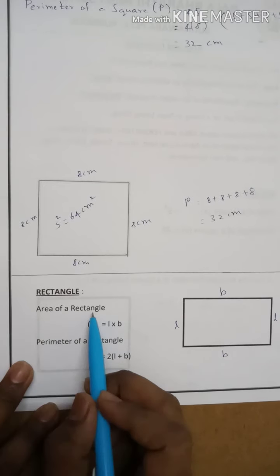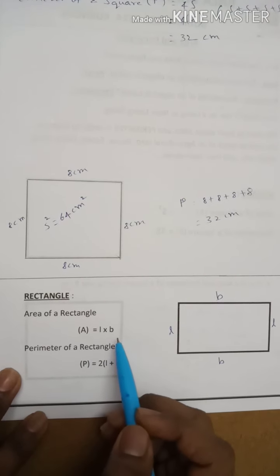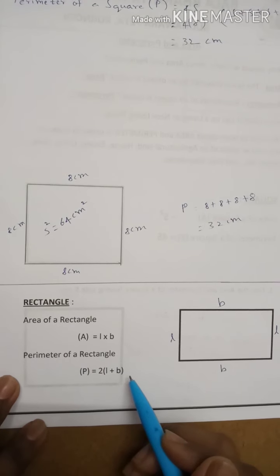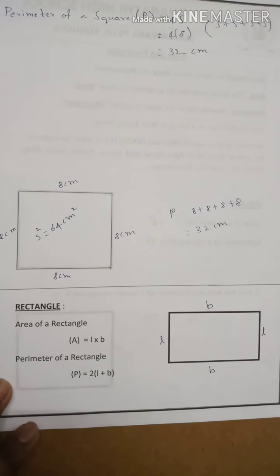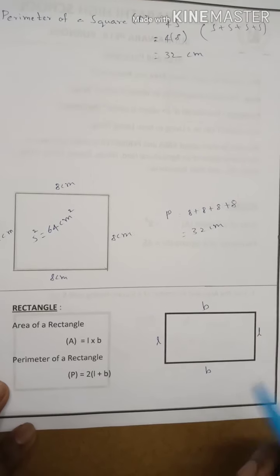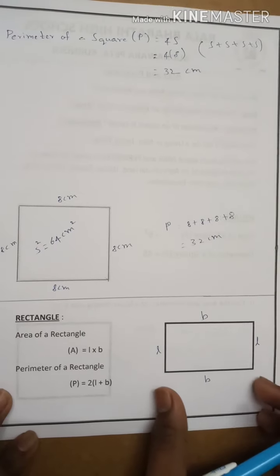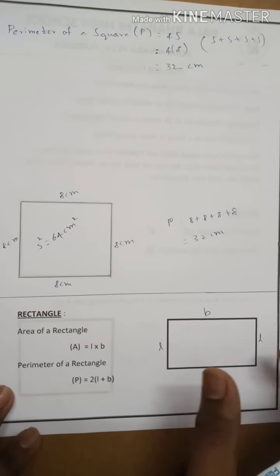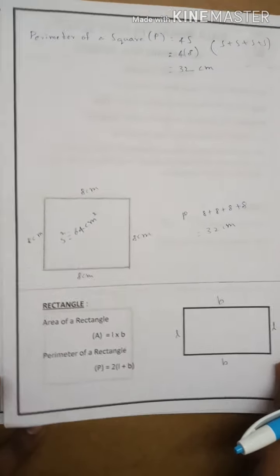Formula for area of a rectangle: A is L into B, that is length into breadth. Next one, perimeter of a rectangle: P equal to 2 into (L plus B). Here L stands for length and B stands for breadth. Like we said, if you want to find out perimeter of any shape, just add up those boundaries. For example, if you observe here, B plus L plus B plus L, if you do this, you will get perimeter of rectangle. Now let us see one example how to find area and perimeter of rectangle.